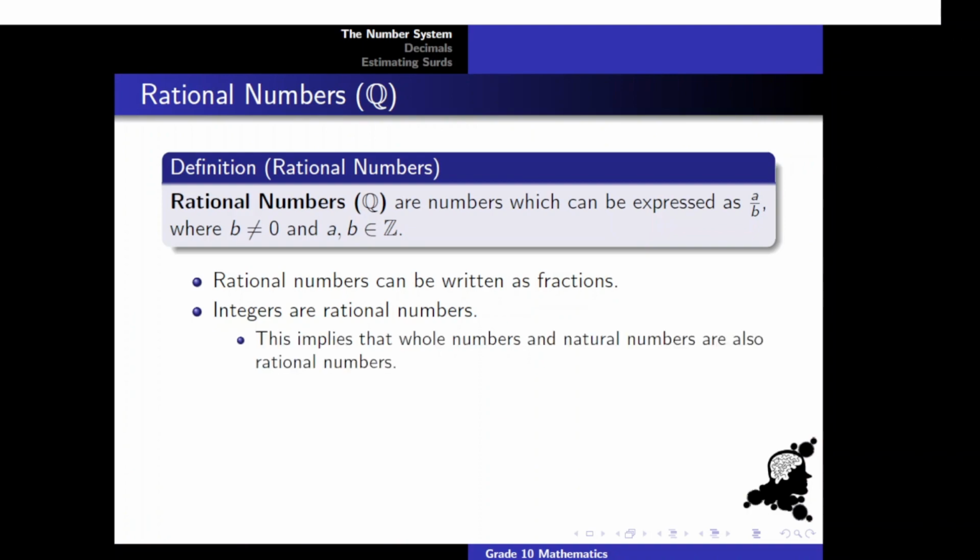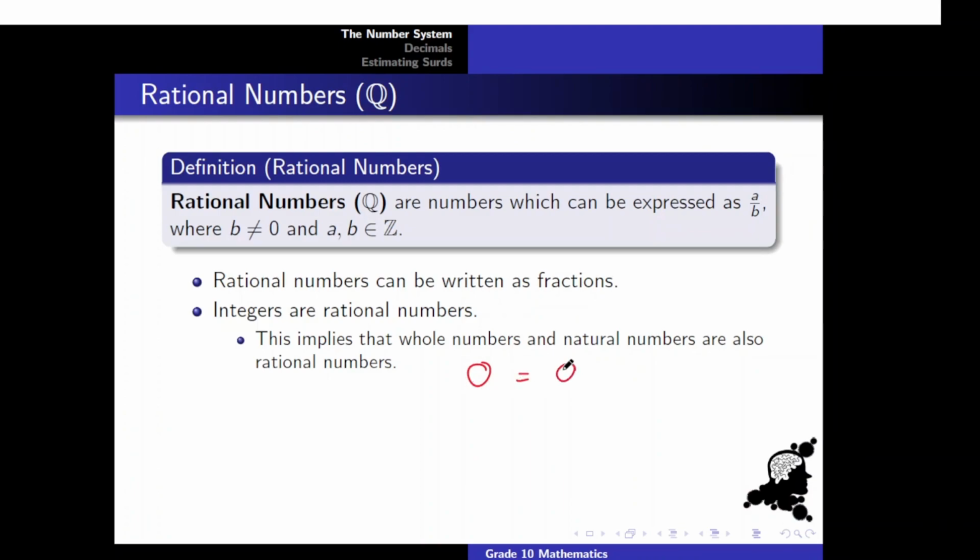Integers are rational numbers. It means whole numbers are rational numbers. Natural numbers are also rational numbers. If I take 0, how is 0 a rational number? How can I write 0 as a fraction?